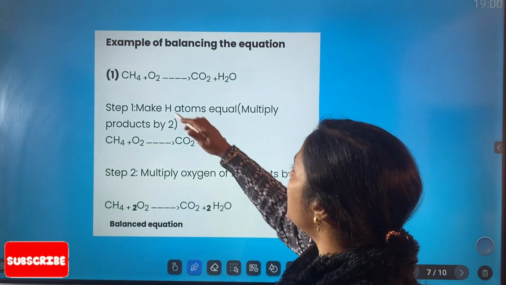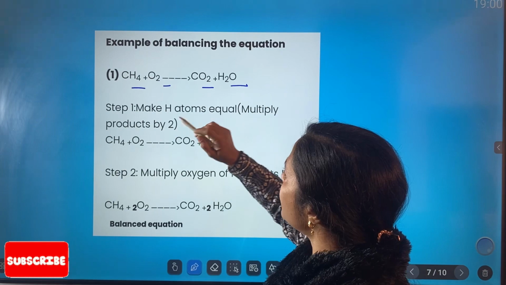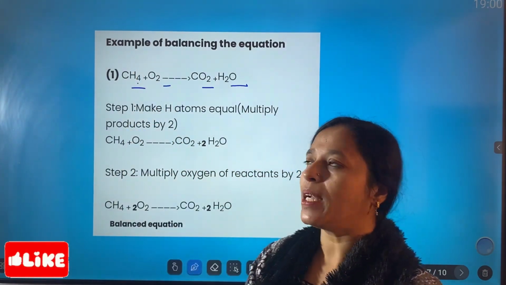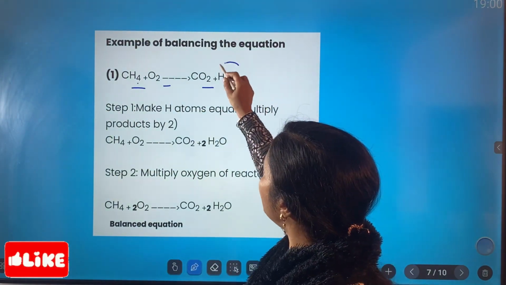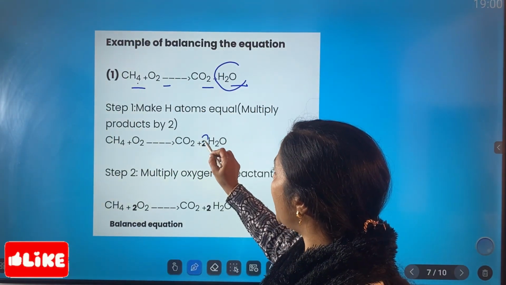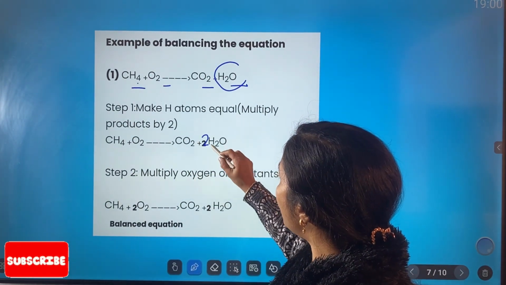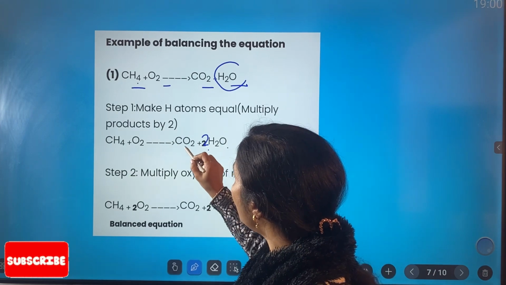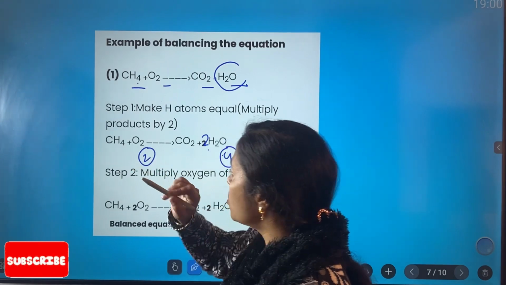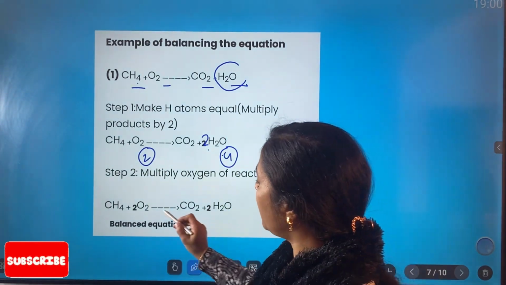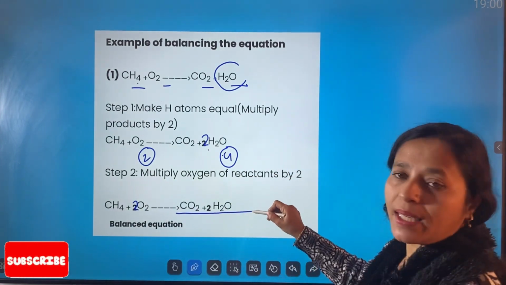You see that methane here reacts with oxygen to produce carbon dioxide and water. First we'll see that the number of hydrogen atoms is 4 here and 2 here. So first we will balance the hydrogen atoms by multiplying the water by 2. Okay. Now after multiplying this, we come to know that the number of oxygen atoms here is 4 and here only 2. So we are going to balance it by multiplying oxygen by 2. Now you see this equation is wholly balanced.